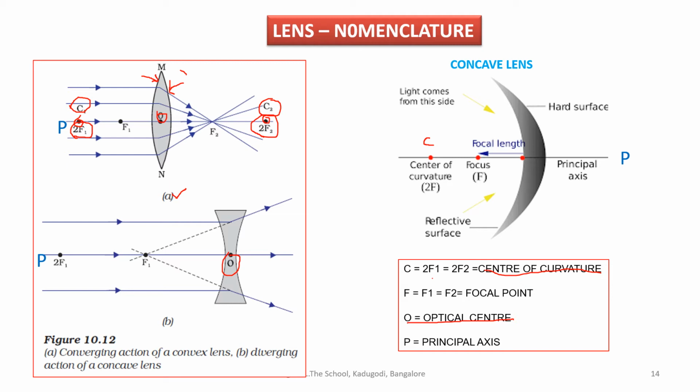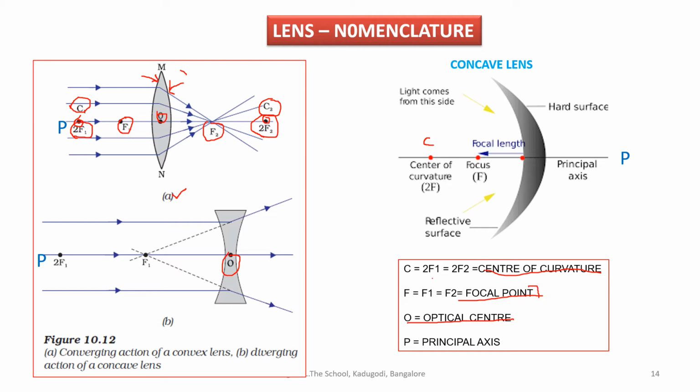And what is F? F, we already know, is a focal point. There are two focal points. It depends on the curvature. For this curve, F1 is the principal focus or focal point. For this curve, F2 is the focal point. In mirrors, we call it principal focus. In lens, we call it focal point.